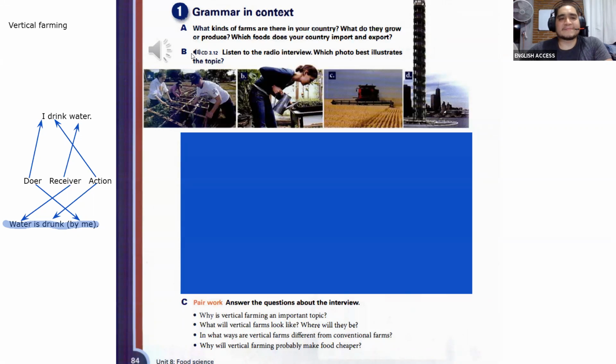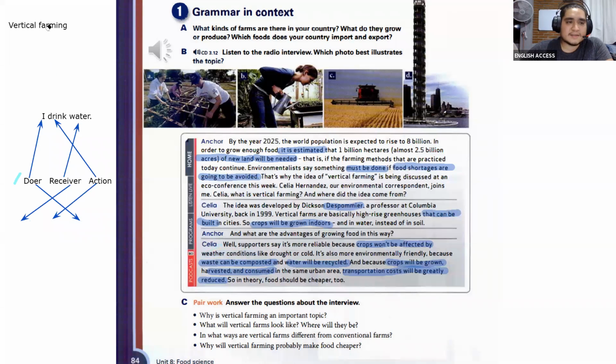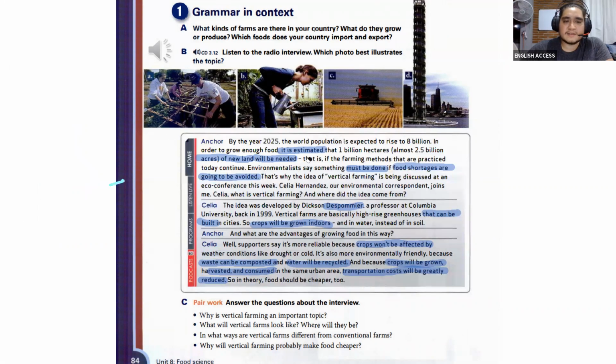So to sum up, I think vertical farming would be a better way to help the environment. Just a thought. I don't know. All right, let's continue. I just erase everything. Okay, good.